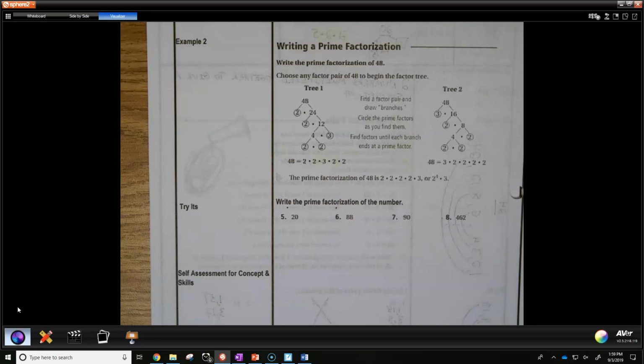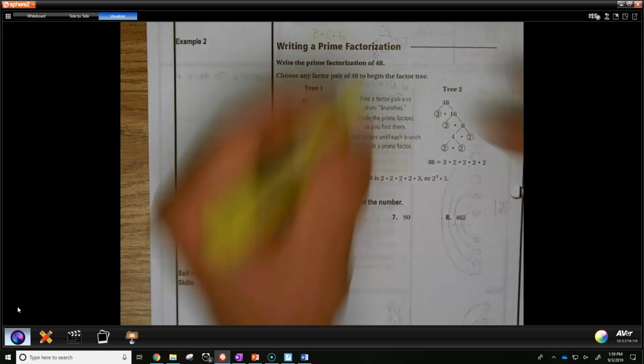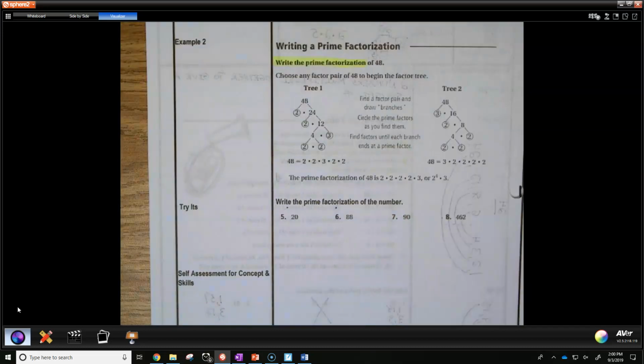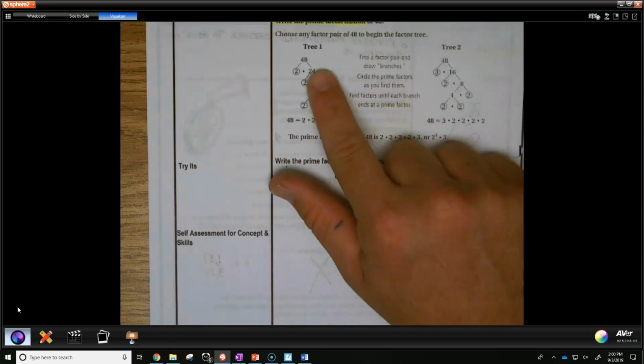In your homework, people are getting confused because they don't know what the question's asking you. If it tells you to write the prime factorization, or if it's asking you what is the product of prime factorization, or write the product of as many factors as possible, you're doing the same thing. You're going to make a factor tree till you get to the prime numbers. On this first one, 48.